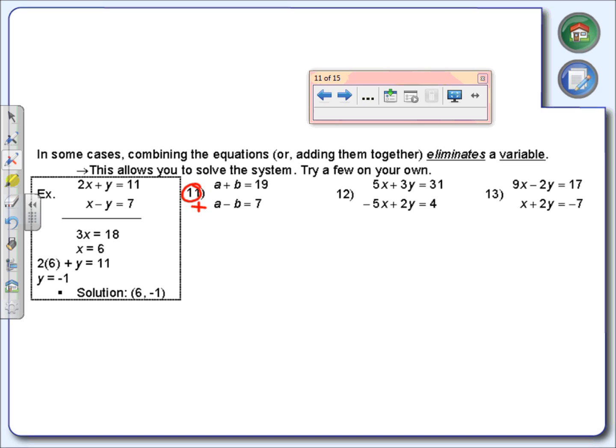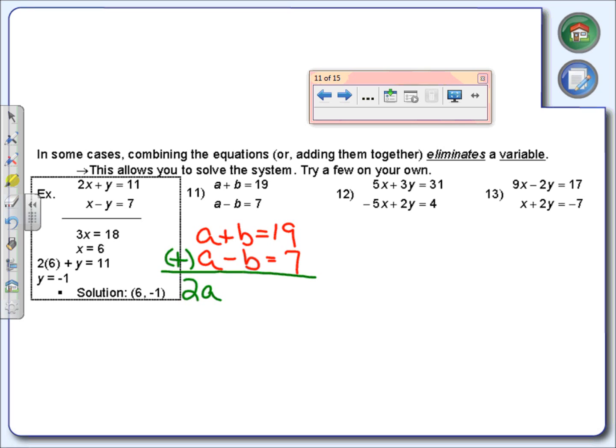I'll tell you what, let me write it over here so we can see a little better. Let's take the two equations. And what I'm going to do is I'm going to add those two equations together. In other words, I'm going to take this A and add it together with this A. So A plus another A is going to give you a 2A.